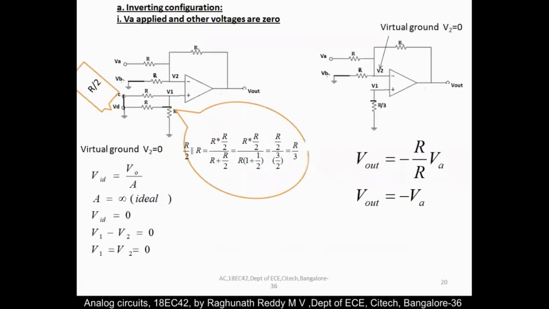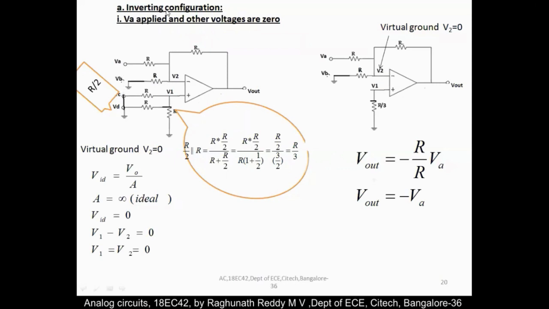Here once again we have to apply the superposition theorem, because we are applying 4 input voltages. First I am going for the inverting configuration. Whenever we are discussing the inverting configuration, all the non-inverting configuration voltages are 0, that is VC and VD are 0. So if VC and VD are 0, all the 3 resistances are connected in parallel, so the resultant value is R by 3.